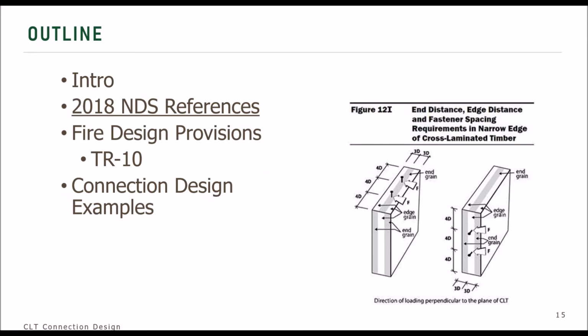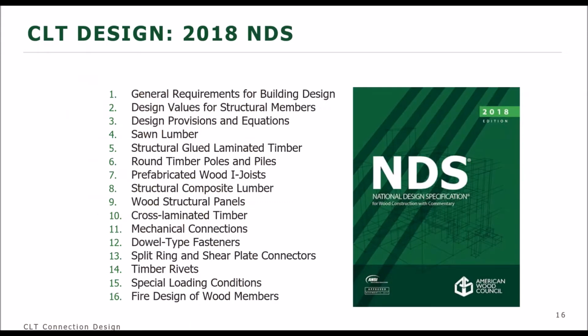Jumping into the 2018 NDS. Those of you that are familiar with the NDS are familiar with the layout. We have 16 chapters. Of those, Chapter 10 is the newest chapter. Chapter 10, the cross-laminated timber chapter, was first introduced in the 2015 NDS. And if you paid attention in our 2018 NDS update webinar earlier, you'll know that there were some refinements made in 2018. It covers the design criteria for the structural design of cross-laminated timber.